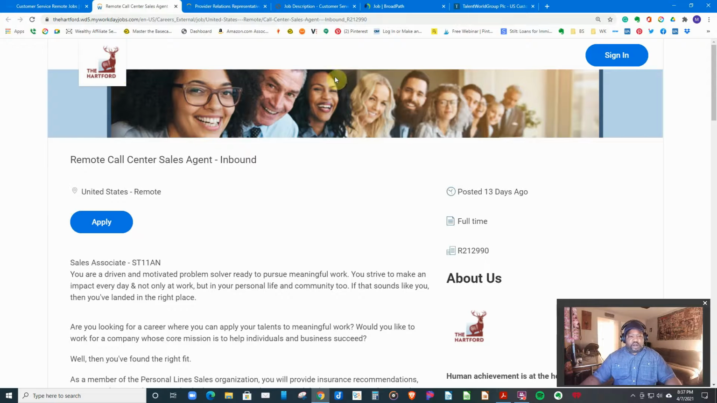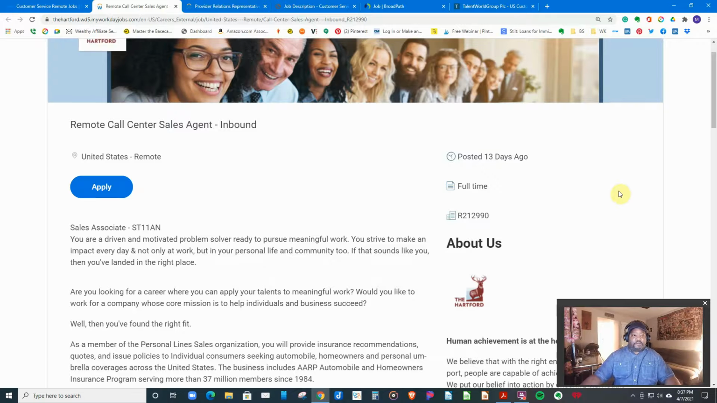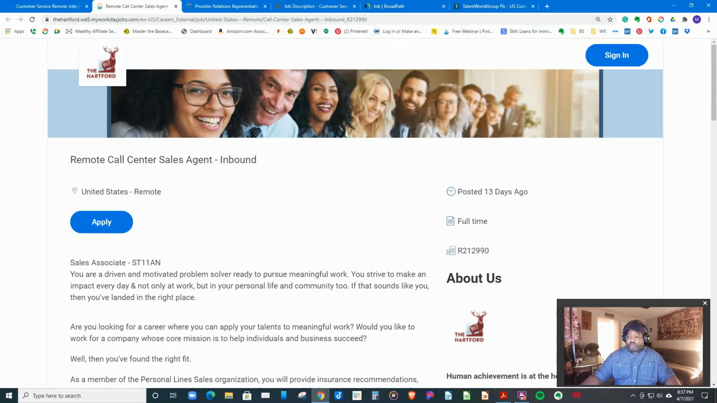Currently, The Hartford is looking for remote call center sales agents to take inbound calls. The people who call in are going to be calling regarding their auto and home insurance. They may already have auto insurance through The Hartford, they may already have home insurance through The Hartford, or they may not have both of them, or either of them. But the reason they're calling in is because they get a big discount, because they are AARP members.